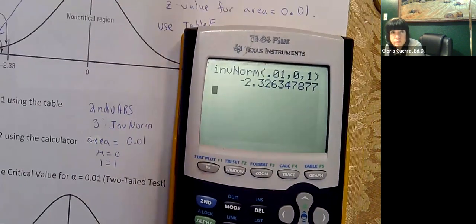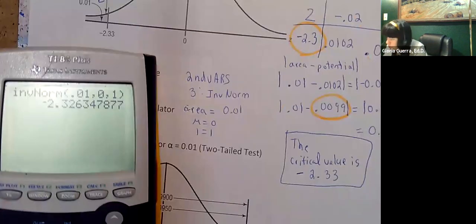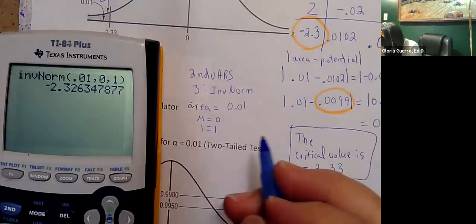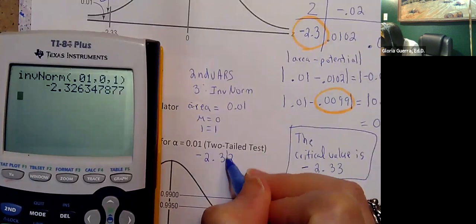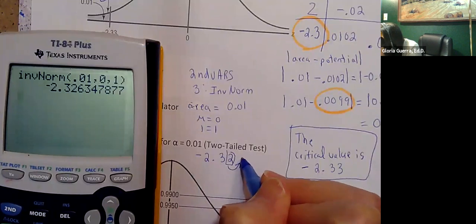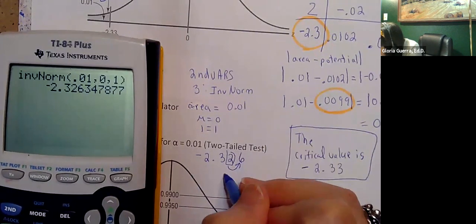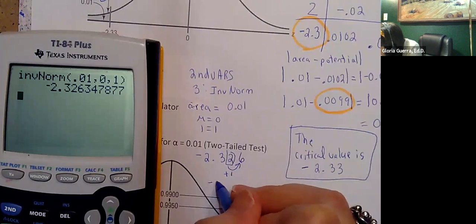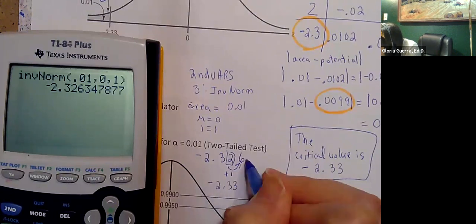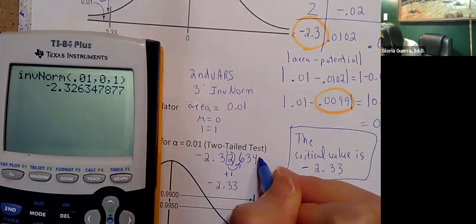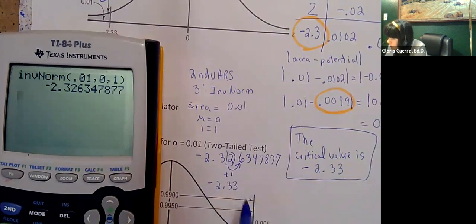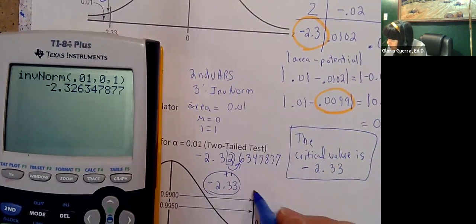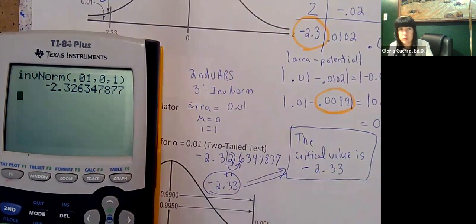So it's negative 2.32. And then you look at the number to the right. Is that 5 or more? Yeah, that's a 6. So you're going to add 1 to it. So it's negative 2.33. Of course, there's more digits back there, but we're rounding to the hundredths. So yeah, we get that.